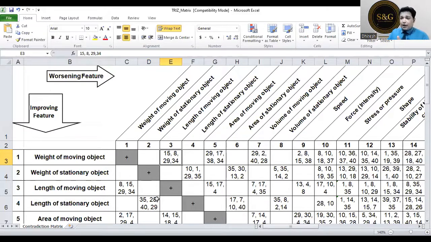There is a list of the principles and all those things. So this is the contradiction matrix which is available by the TRIZ. Art Schuler has created this contradiction matrix.